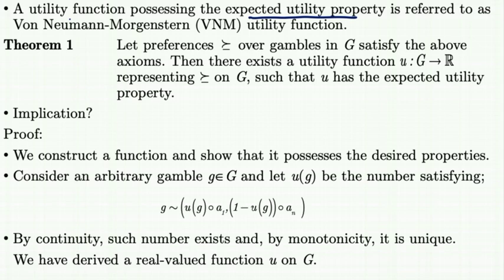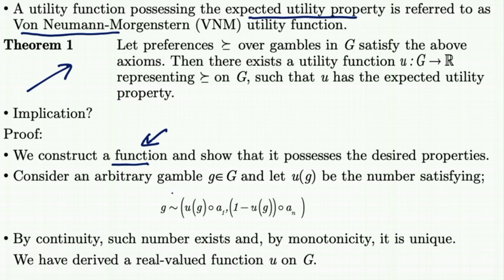Now, let's look at the proof. The proof here is quite long because we want to prove that we have the expected utility property for a utility function that possesses the von Neumann-Morgenstern form. We want to prove theorem number 1. When we want to prove theorem number 1, we need to show that all of these 6 axioms or properties have been fulfilled. All right, now let's look at the proof step by step. What we need to do is construct a function, and we need to show that this function that we are about to construct possesses the desired properties or the desired axioms that we have talked about earlier.